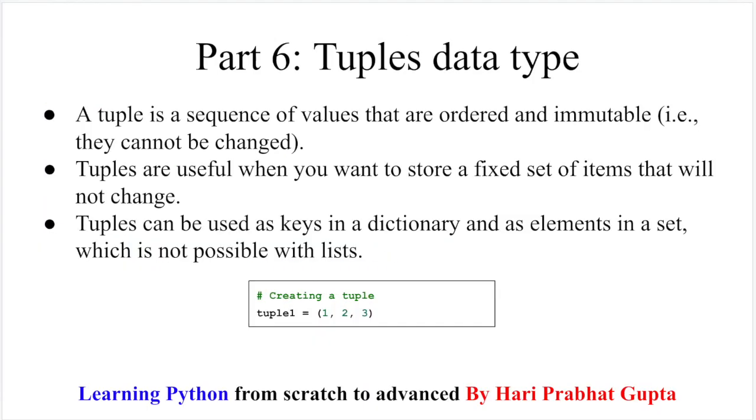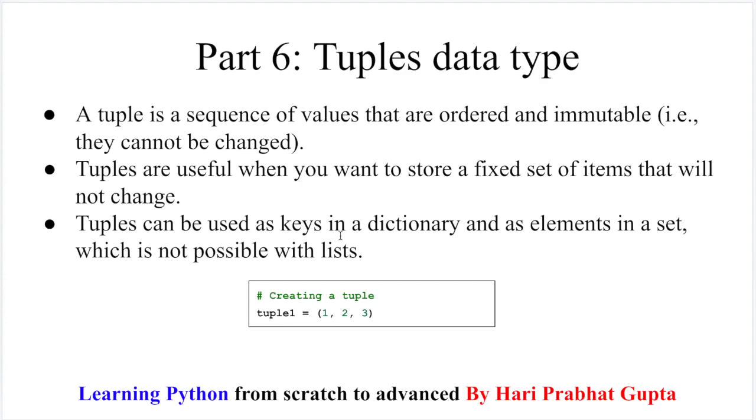Now we come to tuples. A tuple is immutable. That means you cannot add or remove elements. A tuple is useful when you want to store a fixed set of elements that will not change. If you want to change elements every time, then a tuple is not useful. But if you are not interested in changing them, then definitely use a tuple.